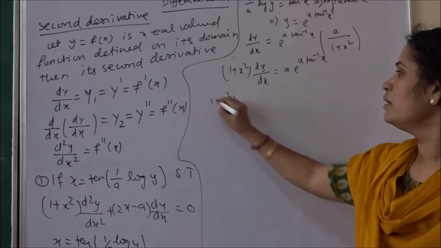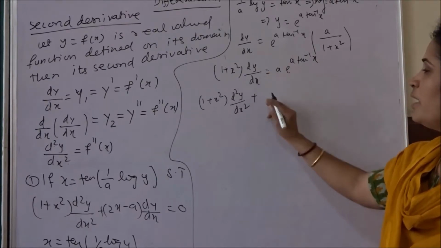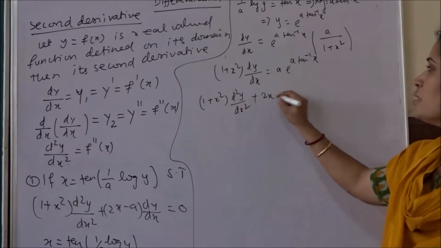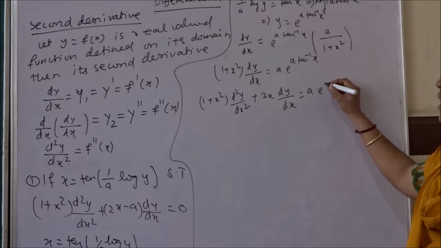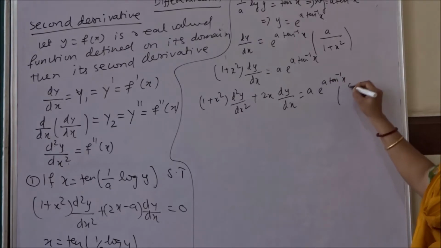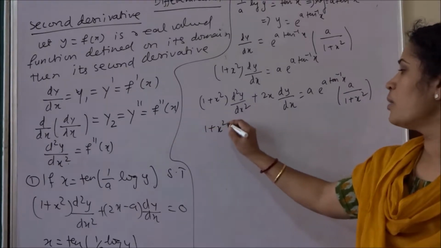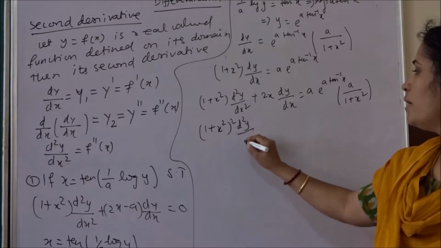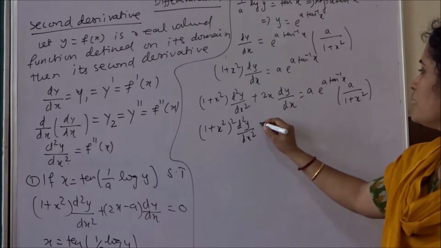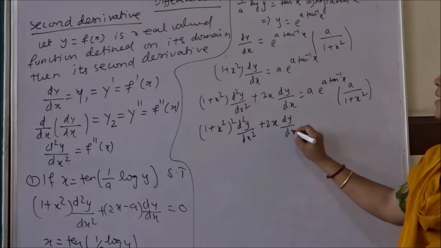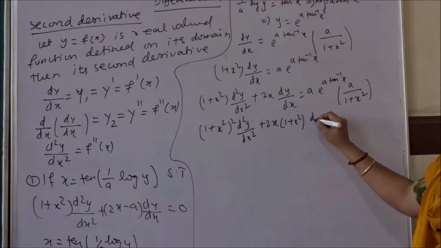So 1 plus x square into d square y by dx square, the derivative of the first derivative dy by dx, again we are differentiating, plus dy by dx keeping constant, 1 plus x square differentiation is 2x into dy by dx, that is equal to, a is a constant, e power a tan inverse x differentiation is itself, into the differentiation of a upon 1 plus x square. Am I correct? Again take cross multiplication, 1 plus x square. So 1 plus x square whole square into d square y by dx square. So this is one of the results. As per this question, what we can do, I will tell you. That is plus 2x into dy by dx, that is 2x into this 1 plus x square we are taking, into dy by dx.